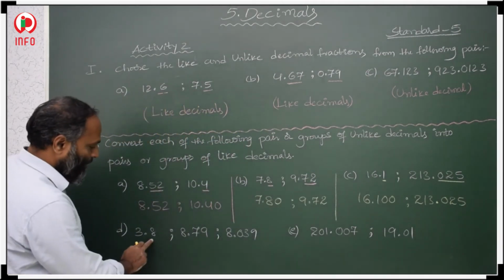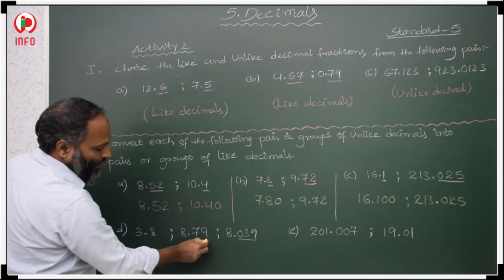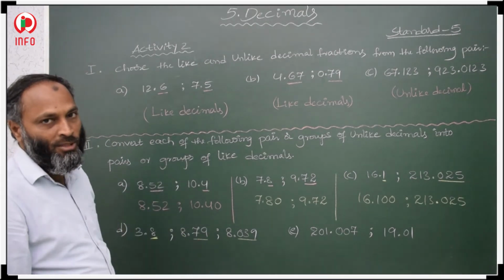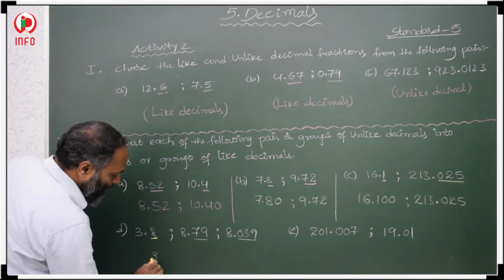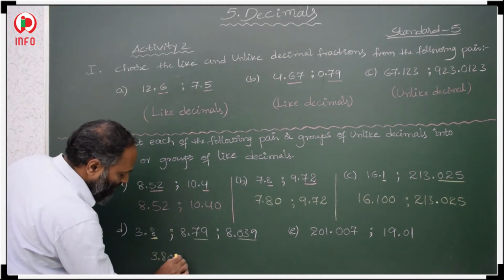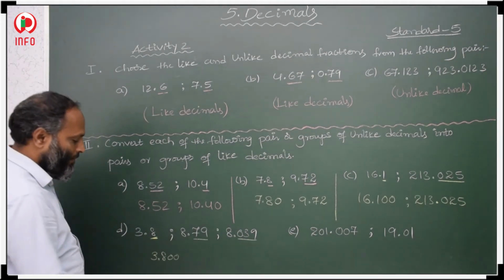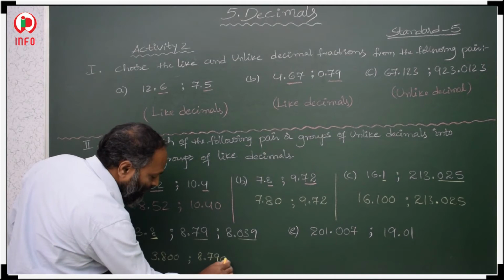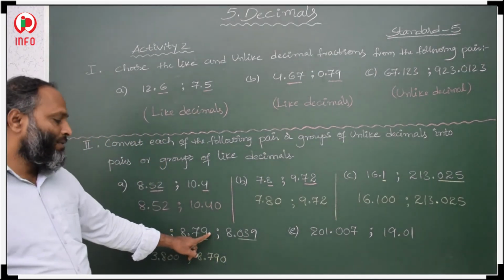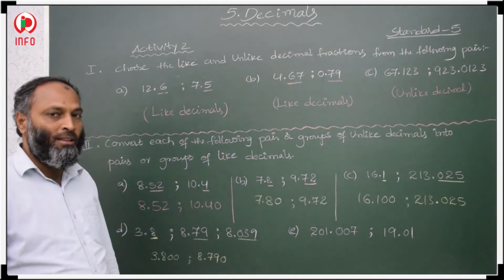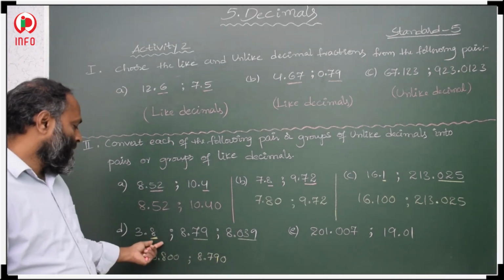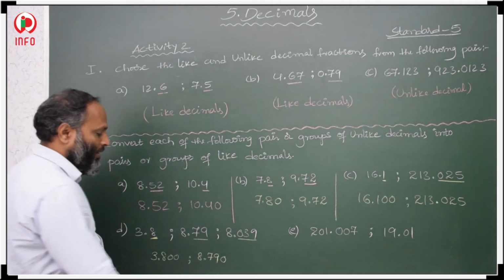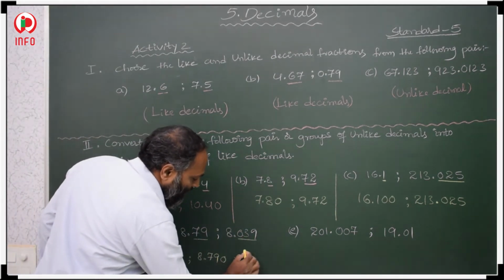Here also 3.8. Here 3 decimals, here 2 decimals, here 1 decimal. So in all we make 3 decimals. 3.800, 3 decimal places. Then 8.790, 3 decimal places. 1 decimal place we need, so we keep 1 zero to make 3 decimal places. Here only 1 decimal place. To make 3 decimal places we need 2 zeros. 2 zeros we have to keep. Here no need, already 3 decimal places we have.